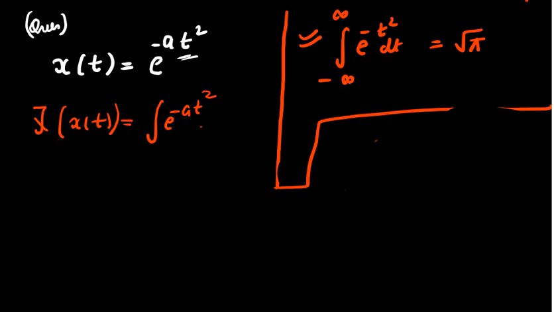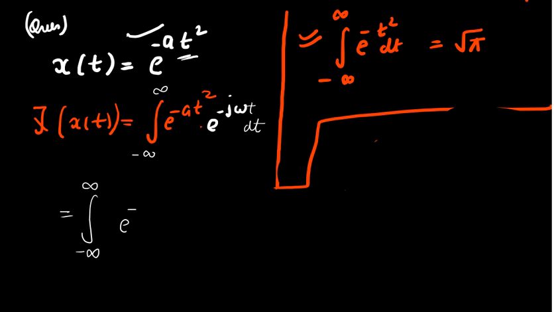So let's try to solve this problem. We need to find the Fourier transform of this signal. The Fourier transform of x(t) is the integral of e to the power minus a t square, times e to the power minus j omega t, dt. So this is the question which we have to solve, and the limits are from minus infinity to infinity.